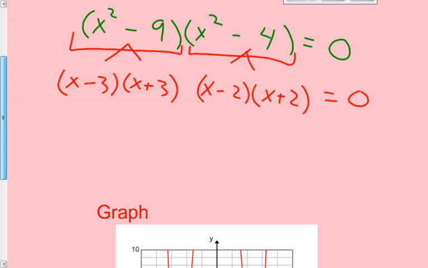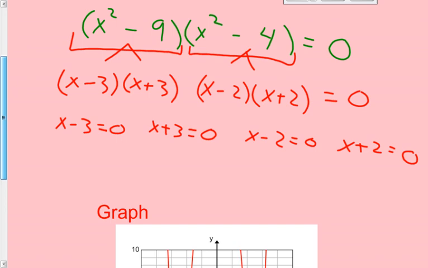Now, each of these are factors that you set equal to 0. X minus 3 equals 0. X plus 3 equals 0. X minus 2 equals 0. X plus 2 equals 0. So what are our answers?